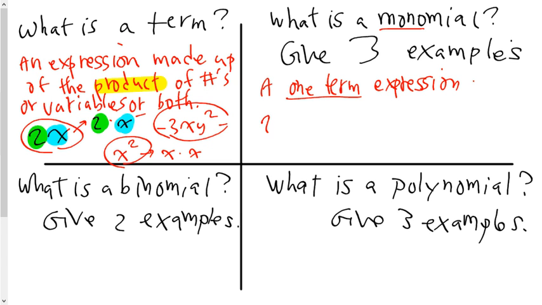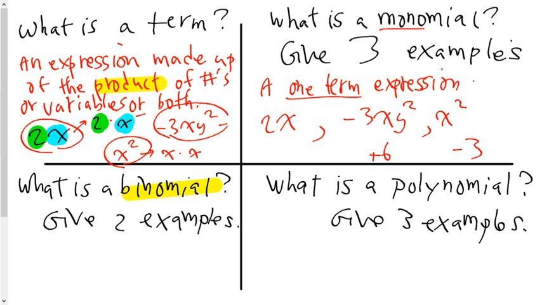So we could say 2x is a monomial, or we could say negative 3xy squared is a one-term expression, or we could say x squared. We can also say things like constants, so like negative 3 or positive 6. Those are just numbers, but in algebra we call those constants, and they're also examples of monomials, one terms.